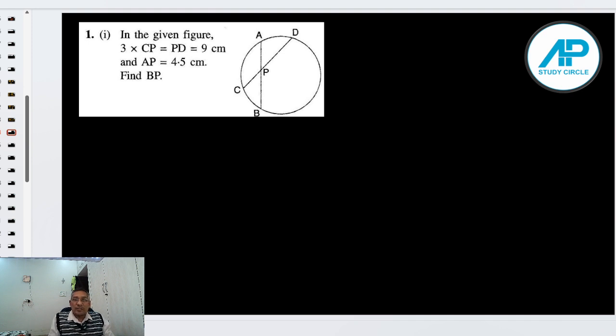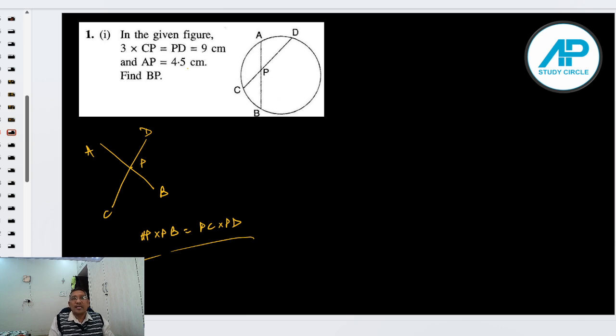Today I start with the property I discussed with you yesterday: if there are two intersecting chords in a circle, and I name them AB and CD, then the product of their segments are equal. So AP into PB would be equal to PC into PD. Please remember this property. I apply the same property here.